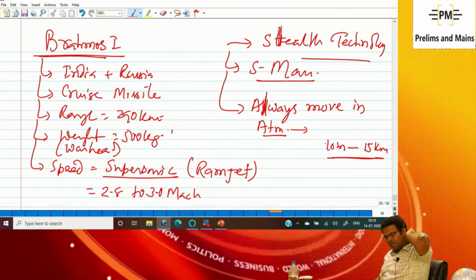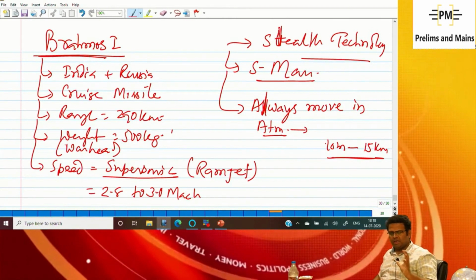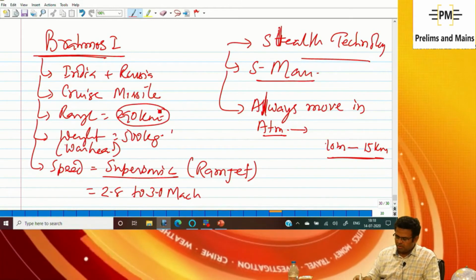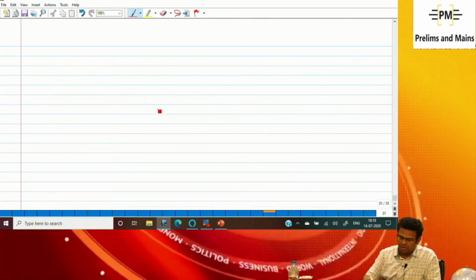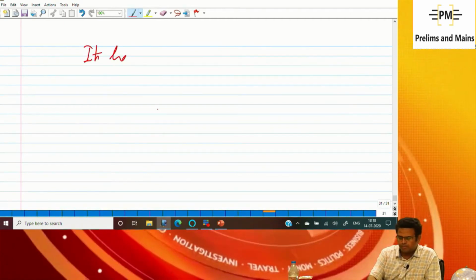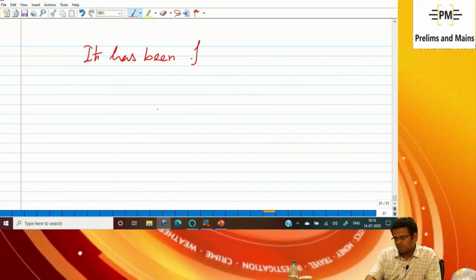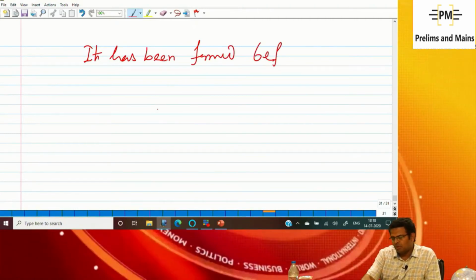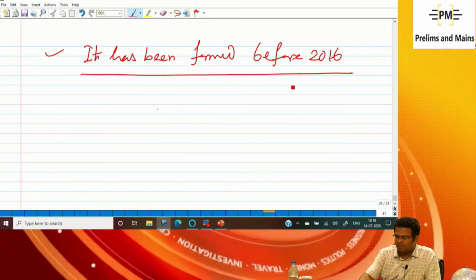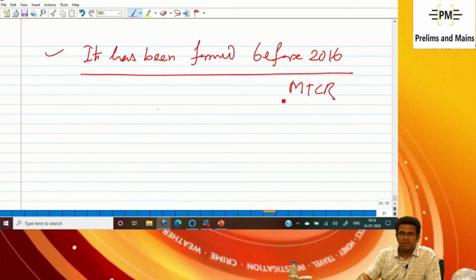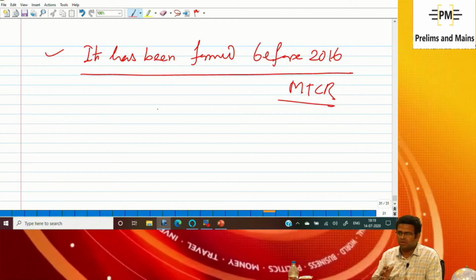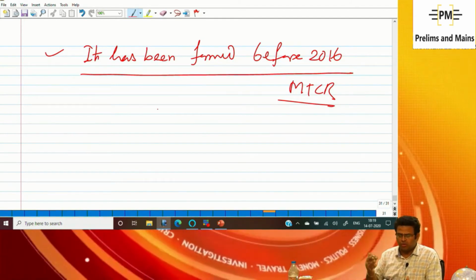India and Russia cruise missile range. Why is it 290 kilometer? It has been formed before 2016, and after that India became a member of MTCR. If this BrahMos 1 had been formed after 2016, then we could increase the range, because we should not give other technology.